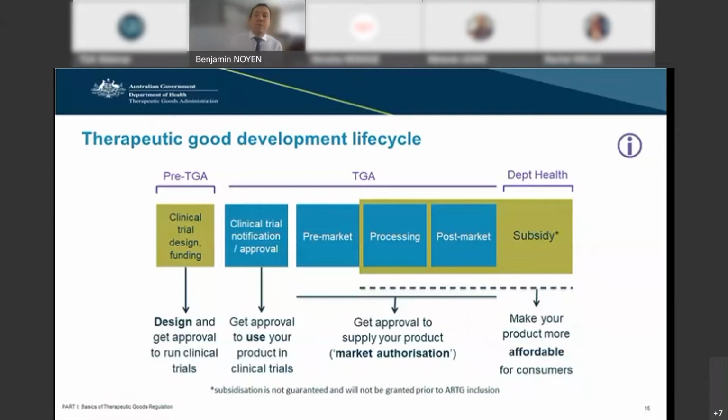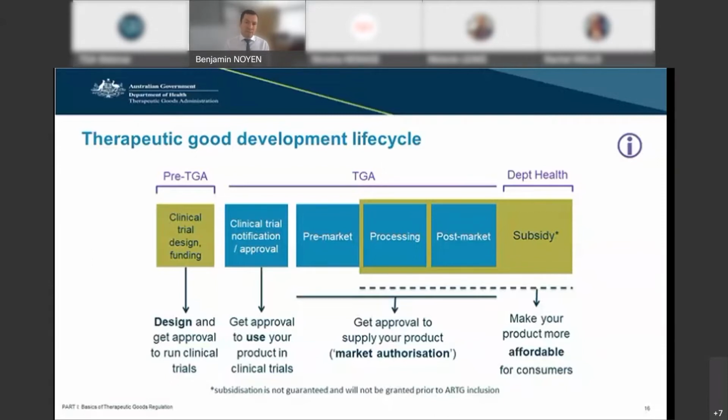Here we have an overview of the therapeutic goods development life cycle to show you how the different stages fit together. First, you design and get approval to run a clinical trial. Then approve or use your unapproved product in the trial. Following this, you then get approval to supply your product, known as market authorization, and possible subsidization of your product.